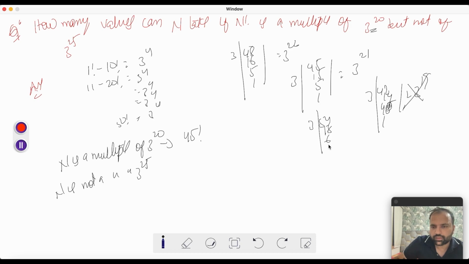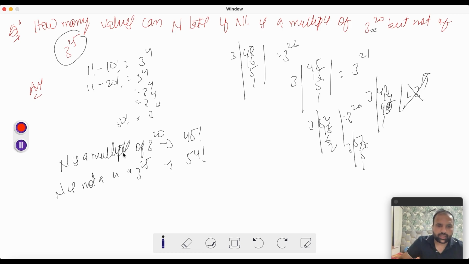18, 6 to 26 we have. So 26 in 51, how much do we have? 17, 5, 1. Okay, so 54 is 3 to the power 26. So we'll take 50, because 3 to the power 25, what does it represent? 54 factorial. So what do we have as an answer?